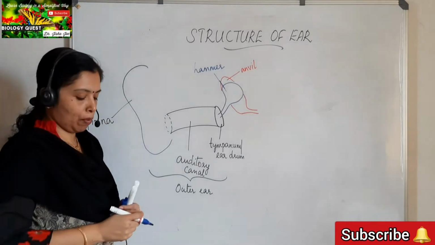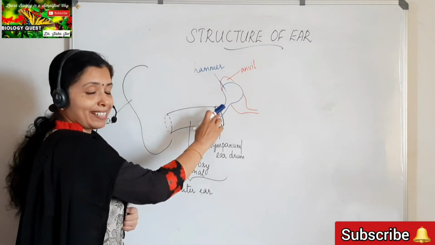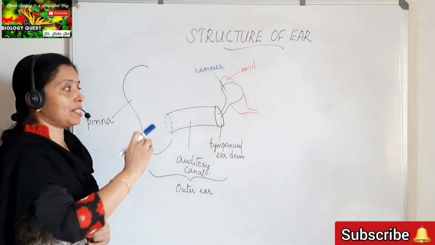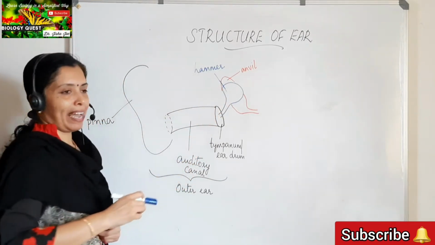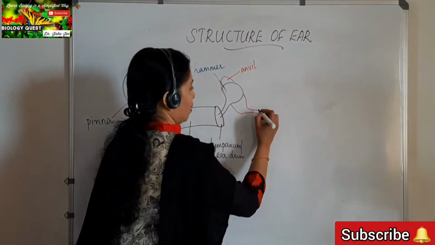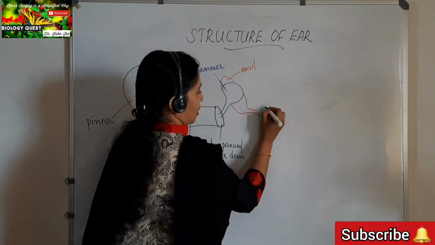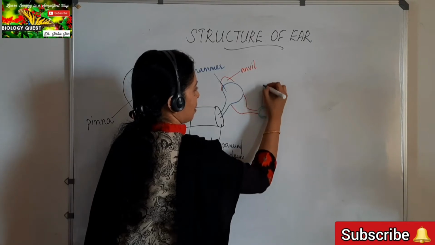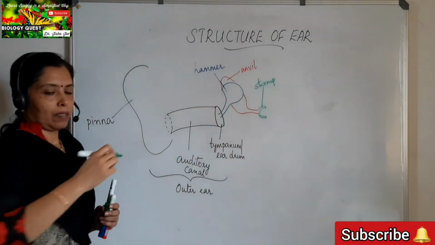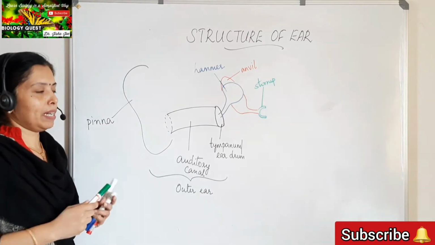Then comes the second bone. The handle of the hammer is attached to the tympanum. The other end of the hammer is in contact with the second bone, which is the anvil. The anvil is in turn attached to the third bone, which is called as the stirrup. So these are the three tiny bones that are present in the ear: hammer, anvil, and stirrup.